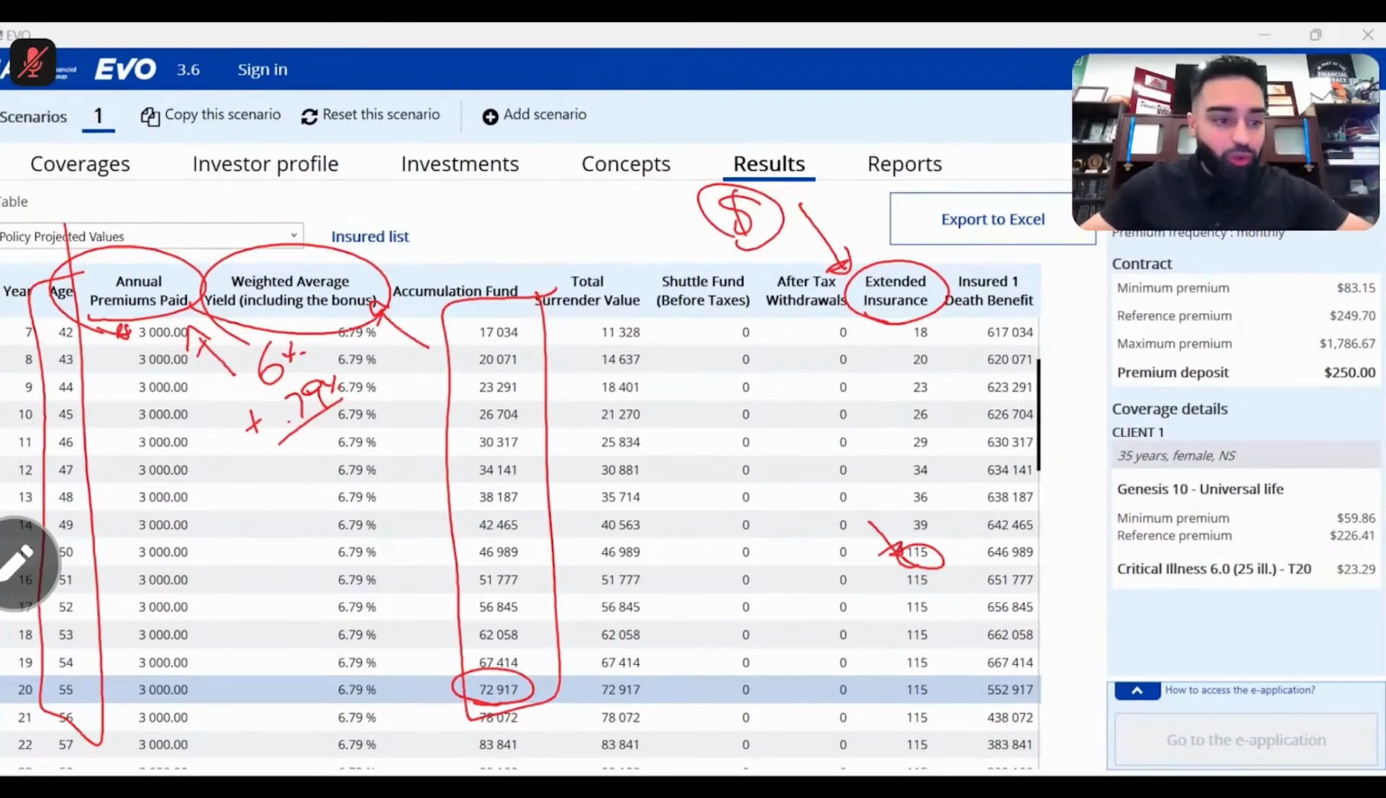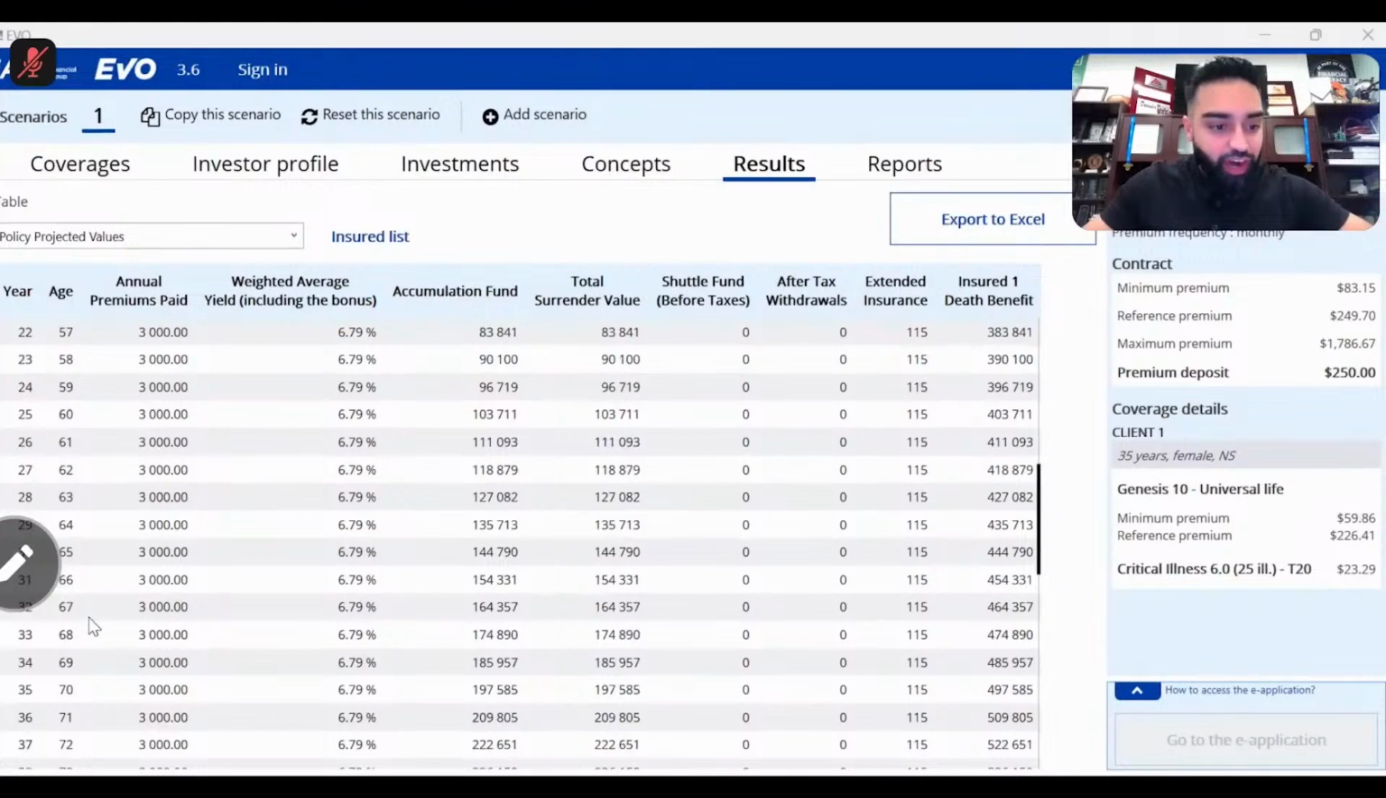So, Harman, I want you to note down two numbers. In 20 years, $72,000. And at age 65, which is in 30 years, $144,000. Please note that number down. Now, here's how you explain this to a client. This is very, very important to understand. This is where the client is going to compare: is my money better in a bank account or is it better in this account? Where should I put my money?